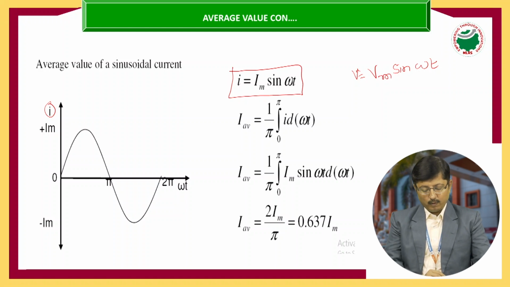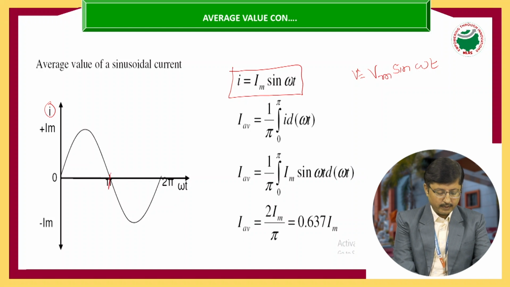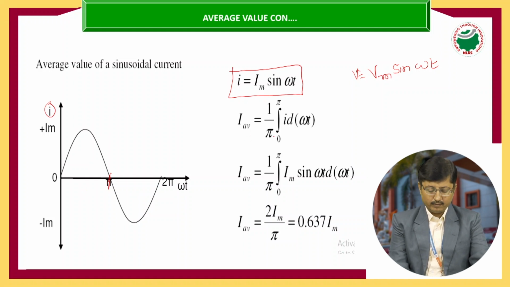The average value over the complete cycle I am not taking here because it is a symmetrical wave, so I am taking only the positive half cycle, from 0 to pi. The remaining pi to 2 pi gives the negative values. So I average equals 1 by pi into integral 0 to pi I into d omega t. In this expression we have to substitute the I value.